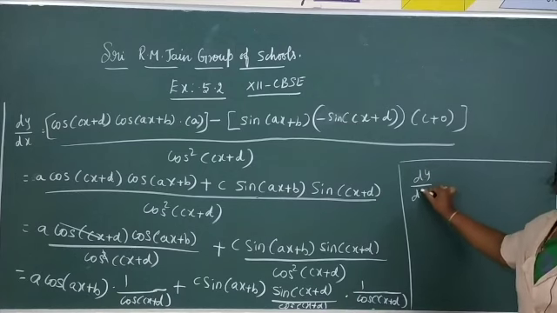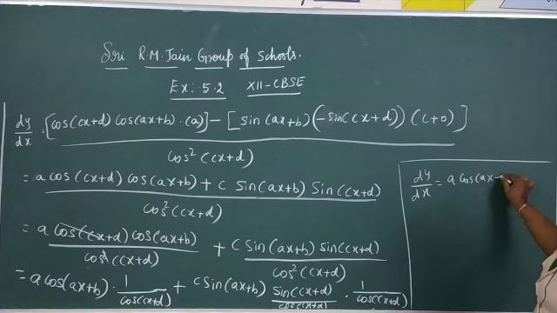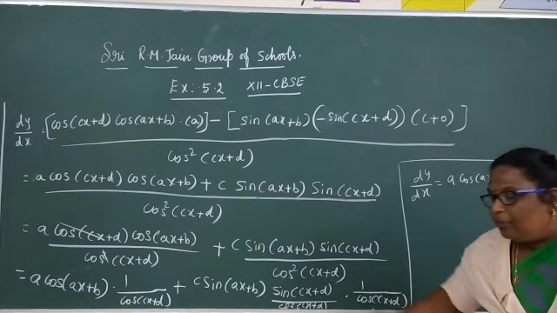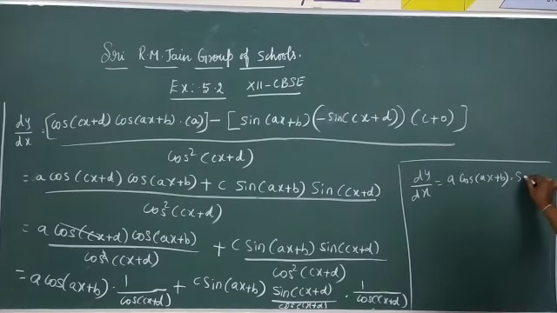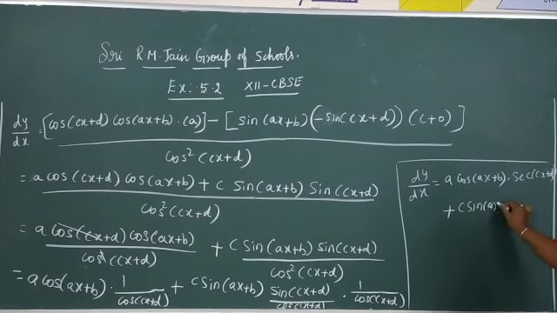dy by dx equal to a cos of ax plus b, into 1 by cos, which is nothing but secant, into secant of cx plus d, plus c into sine of ax plus b, sine by cos is nothing but tan of cx plus d, into 1 by cos, 1 by cos is secant of cx plus d. This is the final answer.